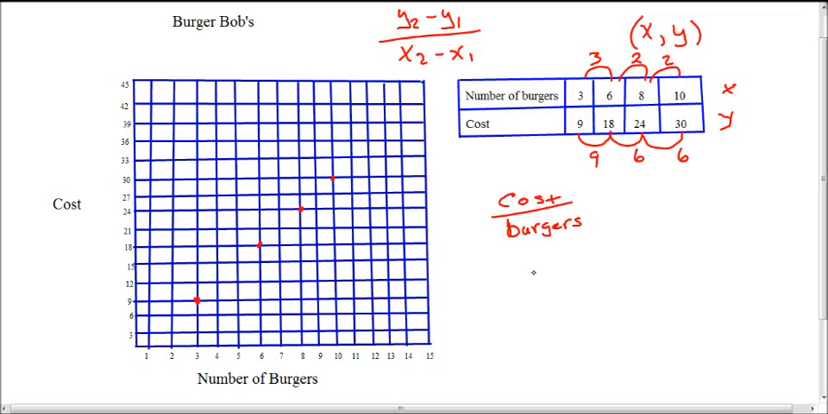So here we have 9 over 3, which reduces to 3 divided into 9, which gives 3. Then we have 6 over 2. When you divide, again, you'll get 3. And then again, we have 6 over 2, and when you divide, you'll get 3. So as you can see, our cost of burgers is a constant rate of $3 to one burger.